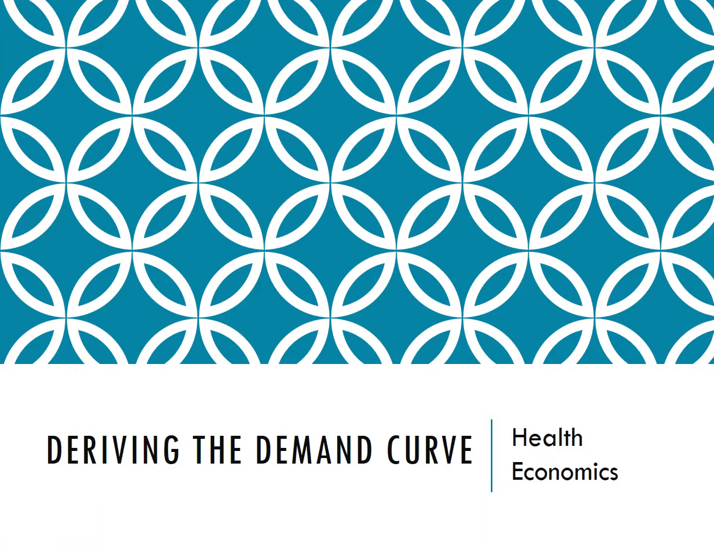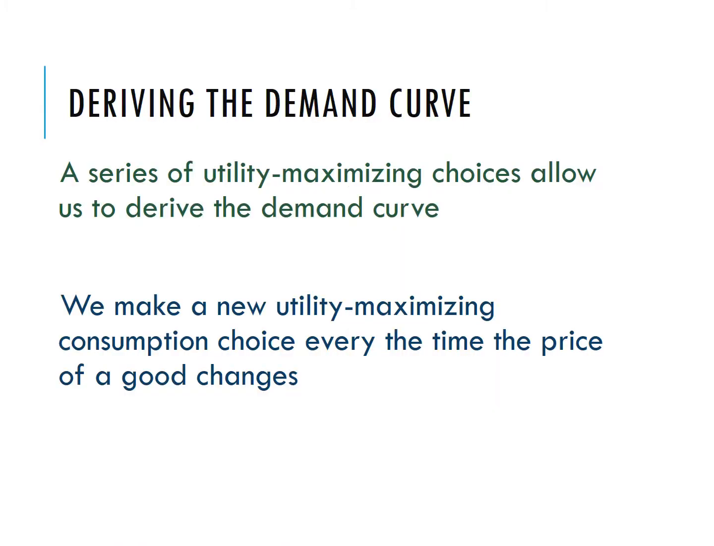Okay, now that we know what the utility maximizing choice looks like, we have almost everything we need to derive a demand curve. So, we need a series of utility maximizing choices. And how do we get a series of utility maximizing choices? Well, we simply make a new choice every time the price of the good changes. And that gives us the relationship between the price of the good and the quantity we consume, which is a demand curve.